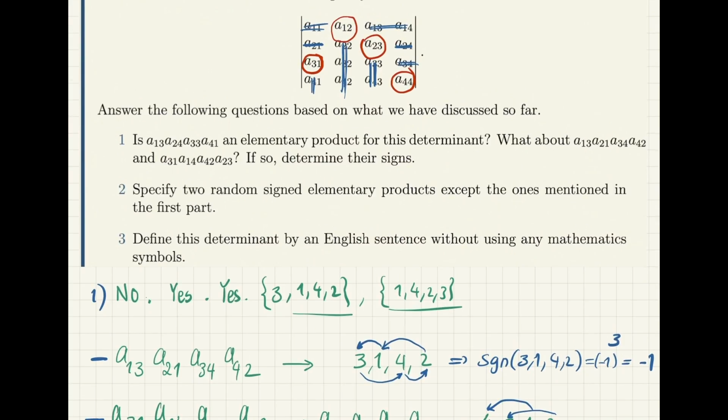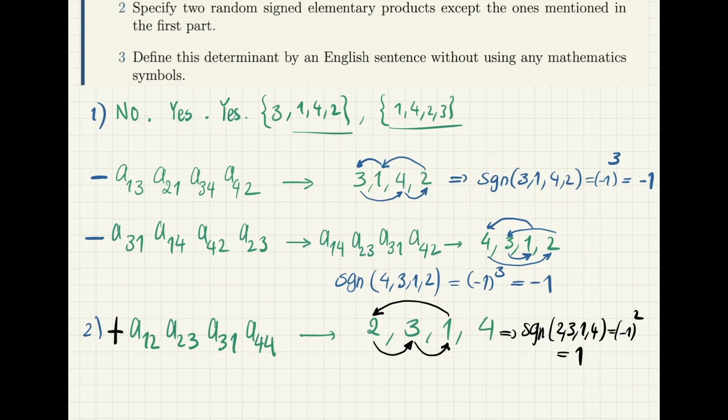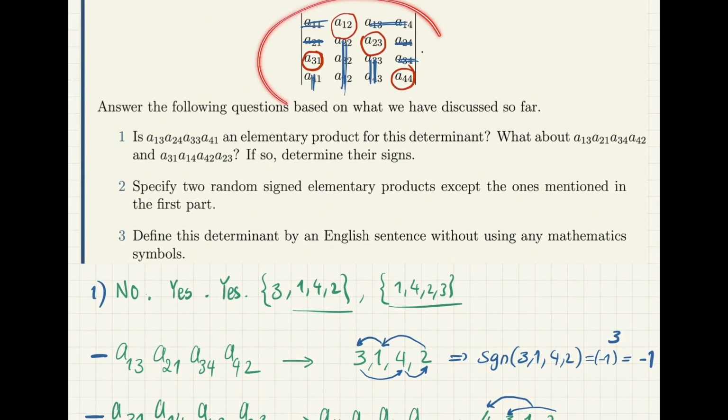But what is important is that all possible elementary products that you can imagine in a 4x4 determinant appear once and exactly once in the definition of the determinant with some prescribed sign that comes from the sign of the permutation of the second indices. Okay, for example, if you want to do the last one, define this determinant by an English sentence without using any mathematical symbols. Yes. So how can I define? I can say that this determinant here is equal to what?